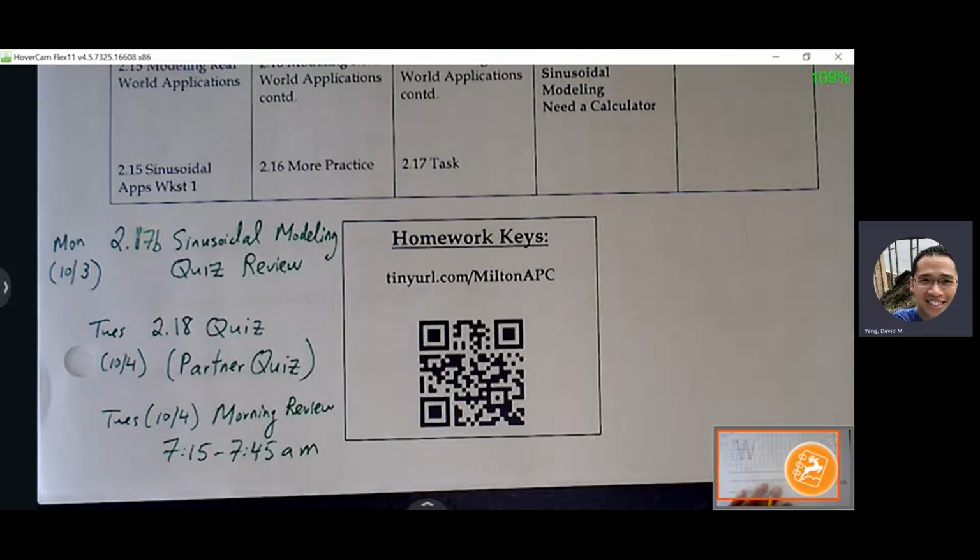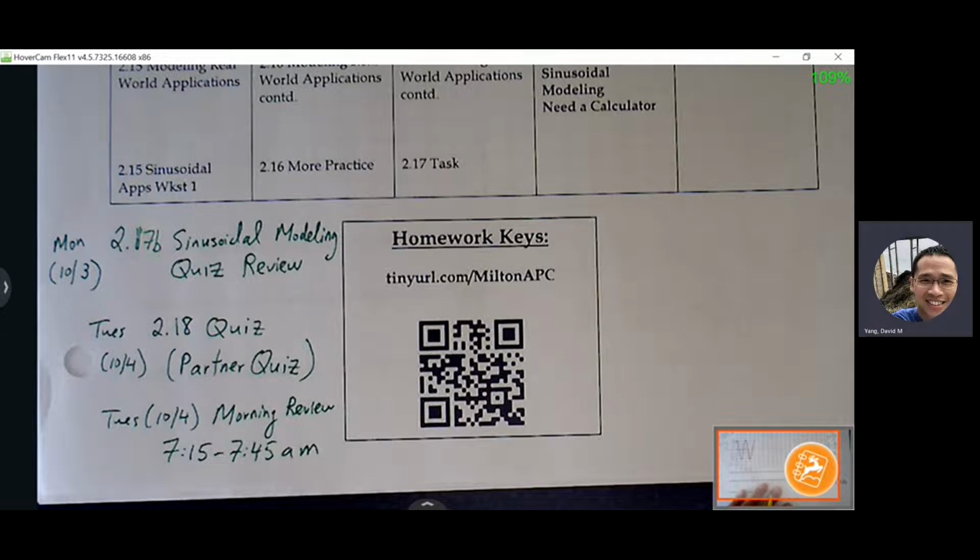So Monday, we're doing review. You guys just picked up a quiz review worksheet 2. That's what the quiz will look like. It'll be front and back. Tuesday is the quiz. It's going to be a partner quiz. Let me talk about how that's going to work.